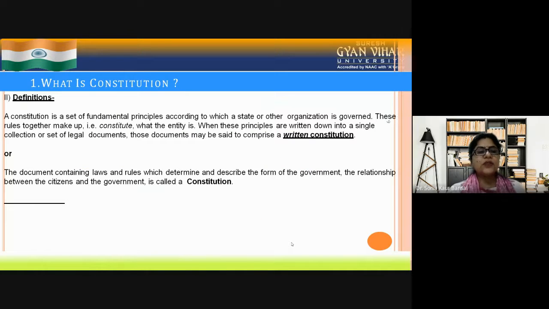Now let's have a look at some definitions of the constitution. A constitution is a set of fundamental principles according to which a state or other organization is governed.